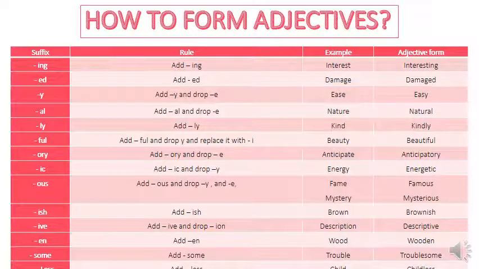Now we move to the form of the adjectives. There are many ways in order to form an adjective. By adding suffixes such as ing when I say interest, interesting, ed, damage, damaged, y, ease, easy, nature, natural, by adding ly also, like kind, kindly, beauty, beautiful, anticipate, anticipatory, energy, energetic, fame, famous, and so on. So we can form adjectives by adding many suffixes. They are found in the chart here.